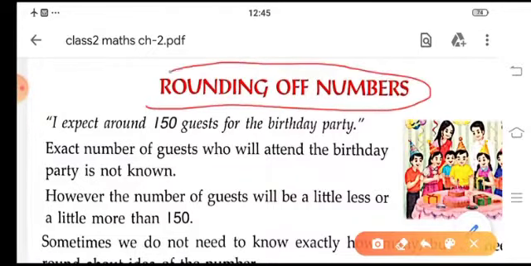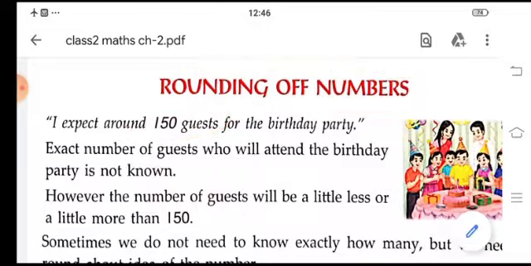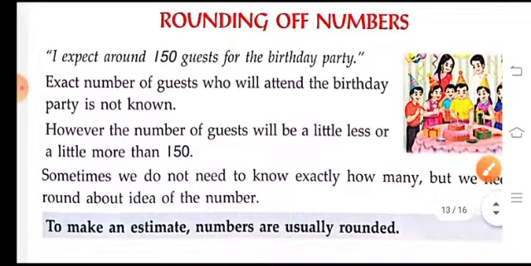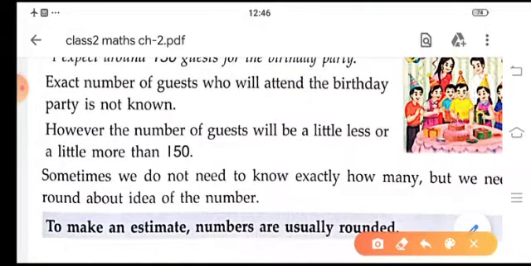So children, in this class we are going to learn about the numbers which we can round off. Here there is a party, children. The party is a birthday. The members of the family expected 150 guests. They do not know the exact number of guests, so maybe the number of guests may be more or maybe less.